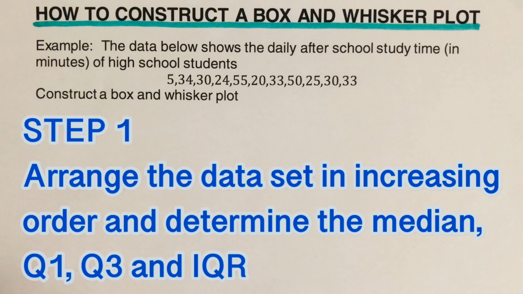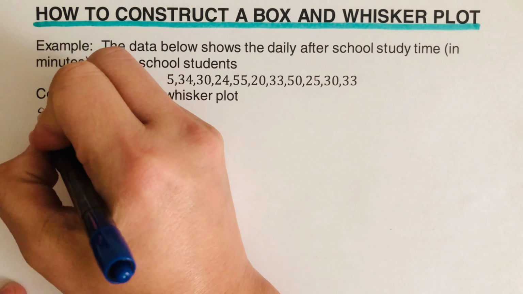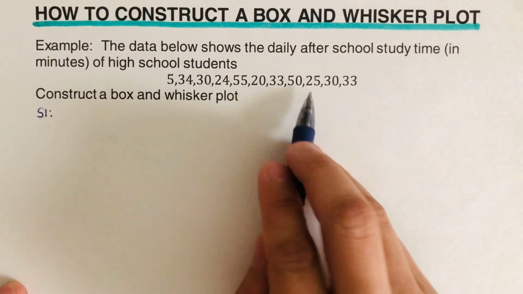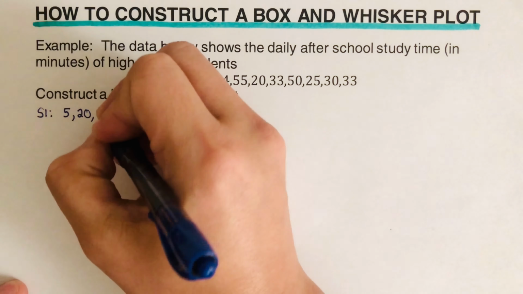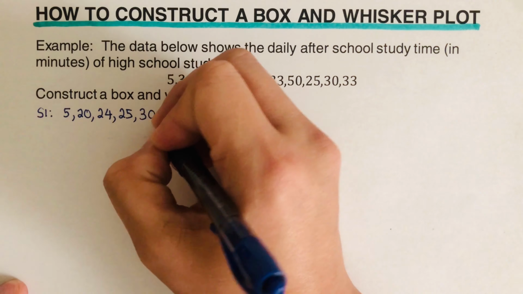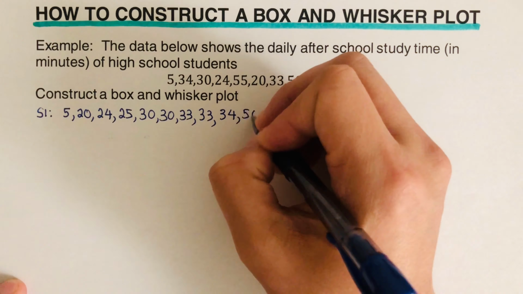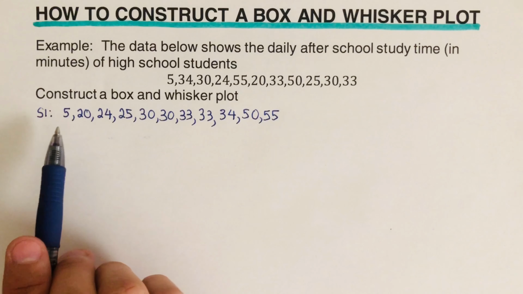So the first step is to arrange the data into increasing order, and we are going to determine the Q1, median, Q3, and the IQR. So that's the first step. So I'm just going to label this as our S1. So I'm going to arrange them from smallest to biggest here. So this would be the order. Okay, so I've arranged this data into increasing order.